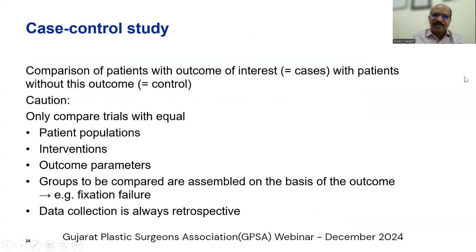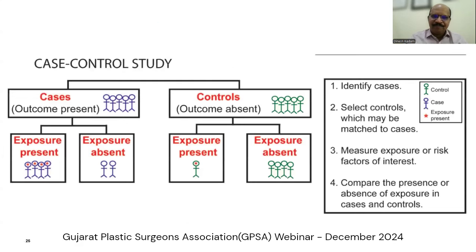A case control study is always retrospective, comparing the outcome of interest, basically cases versus controls. You have to compare equal patient populations with similar interventions, and you have to define the outcome parameters. The data collection is always retrospective. Whenever you do a retrospective study, there are always going to be its own problems or limitations.